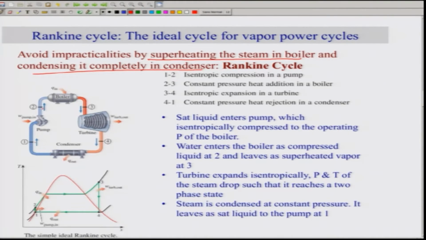So we'll start with 1, which is this. The 1 condition is saturated liquid. It enters the pump, where it is isentropically compressed to the operating pressure, which is this. So this is the boiler pressure. So it reaches up to 2, that means 2 is at the boiler pressure. Water enters the boiler as a compressed liquid at 2 and leaves as a superheated vapor. So this becomes superheated.